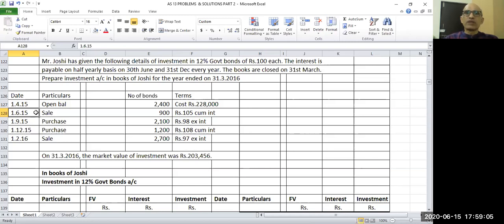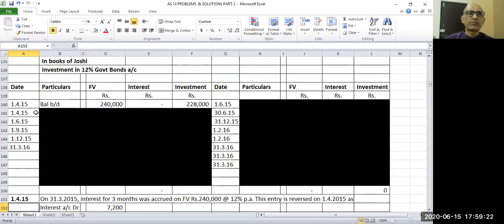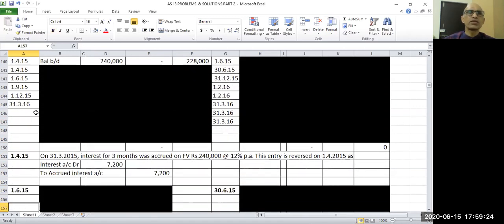So likewise, we must have passed the entry on 31st March 2015. Now this entry will get reversed on 1/4/15 when we begin with the next year. So before we account for this sale, let us reverse this entry. Let us see the working note for that, and then we will proceed. Now see here, on 31st March 15, interest for 3 months was accrued on face value of 2,40,000 at 12% per annum. So this entry gets reversed on 1/4/15.